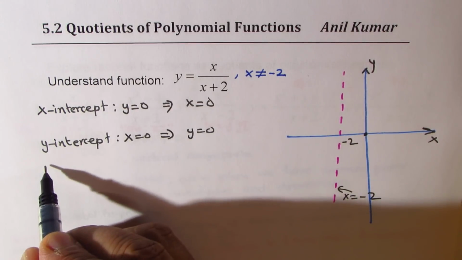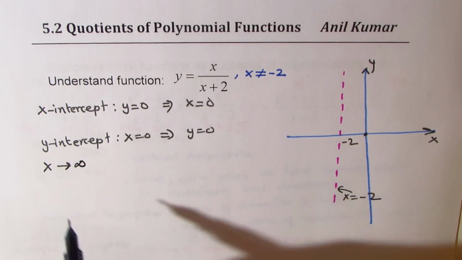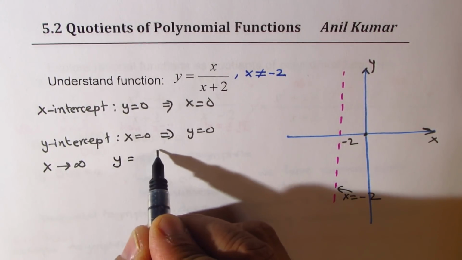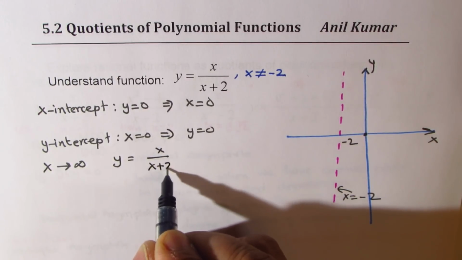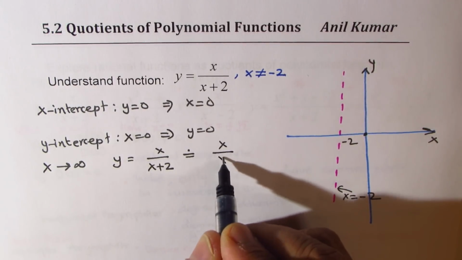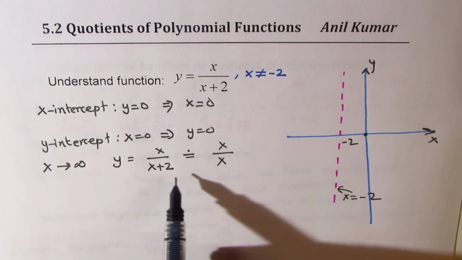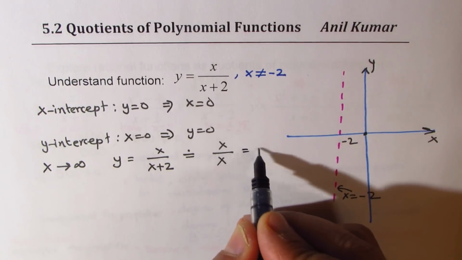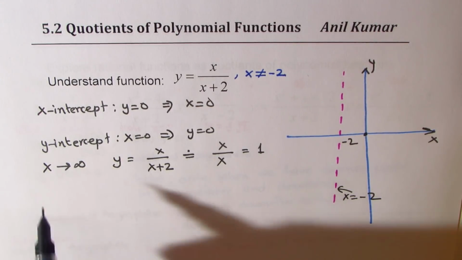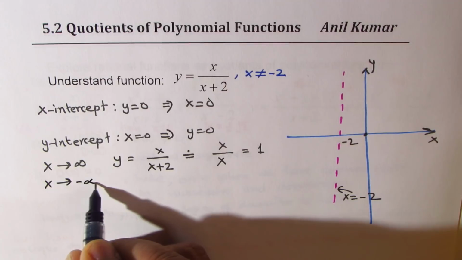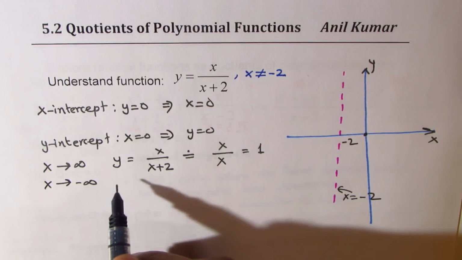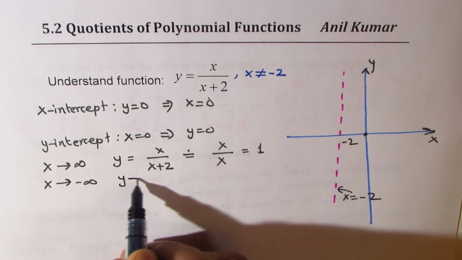Now think about what happens when x is a very large number. When x is very large, y equals x over x plus 2 becomes approximately equal to x over x, since x is very large, right? So it approaches 1. Do you get an idea, right? This happens even when x approaches a negatively large number, a very large negative value. In that case also y approaches 1.